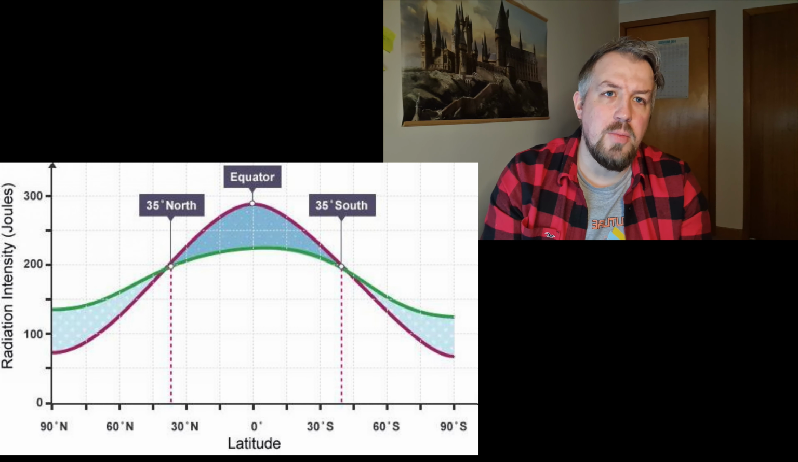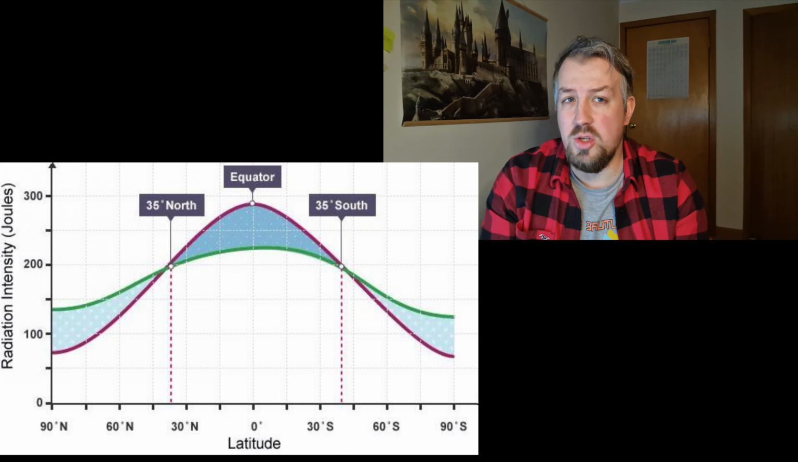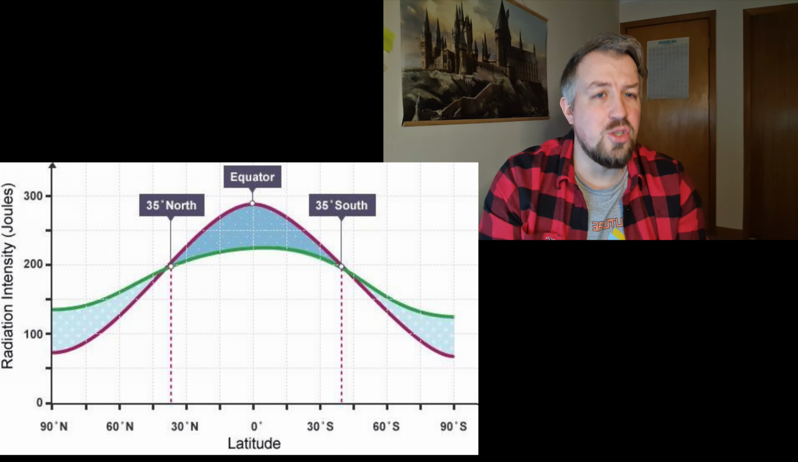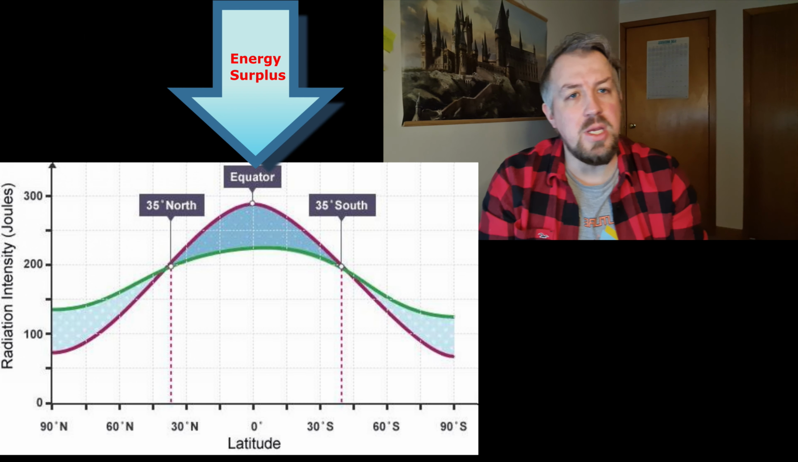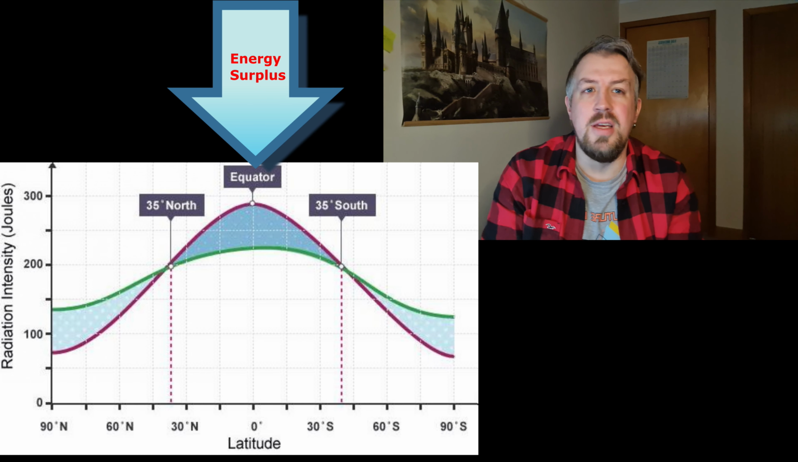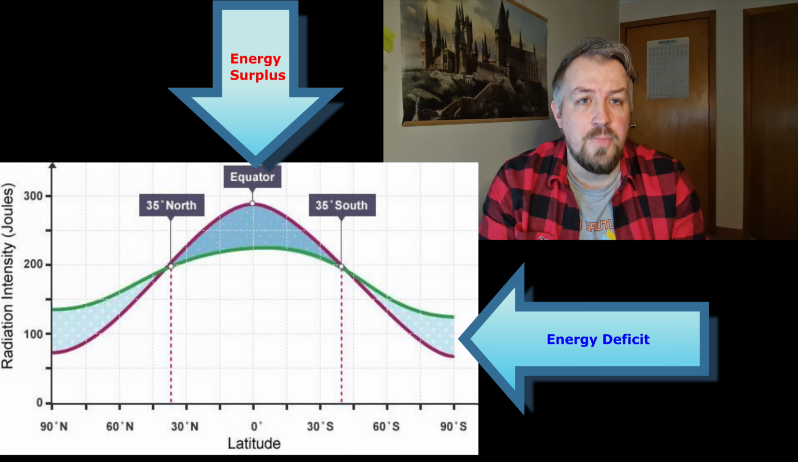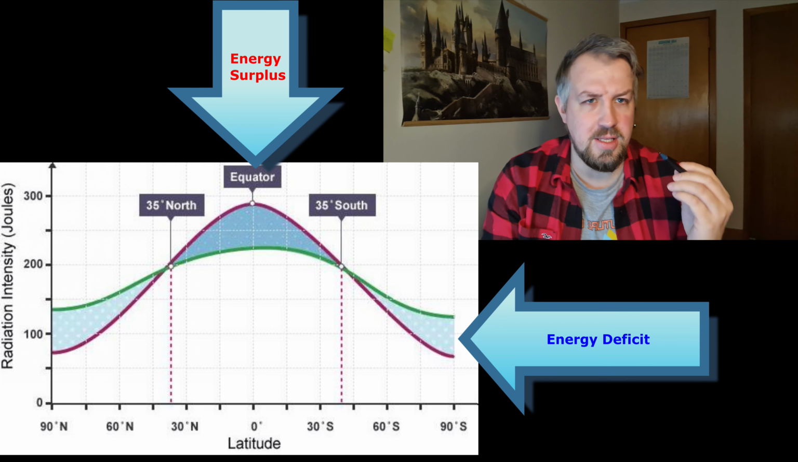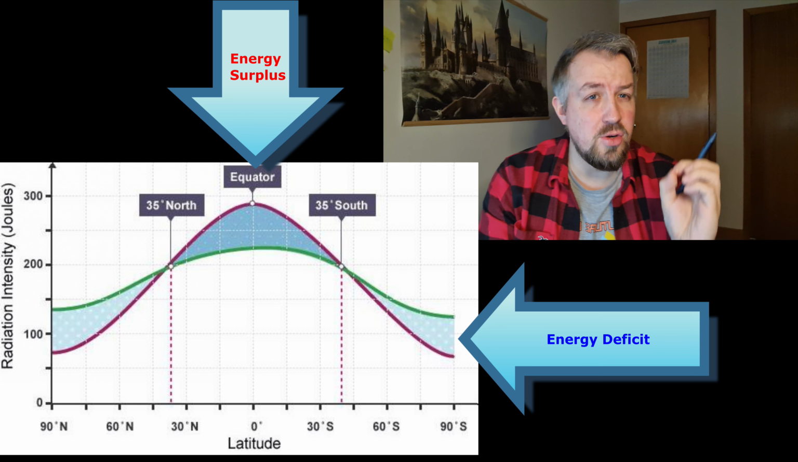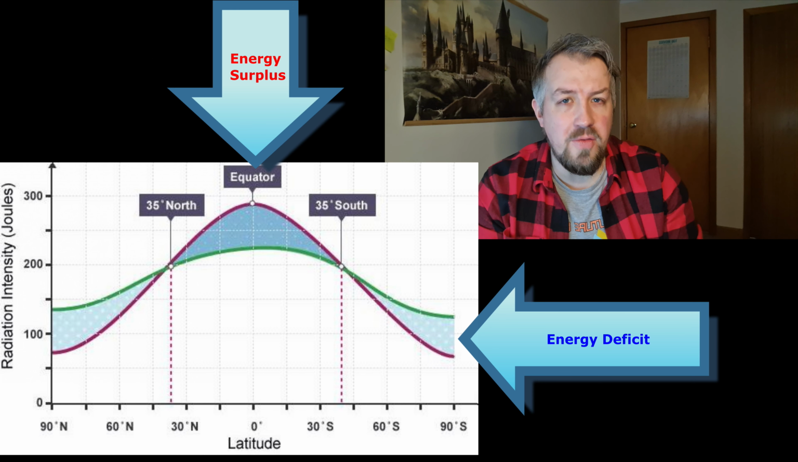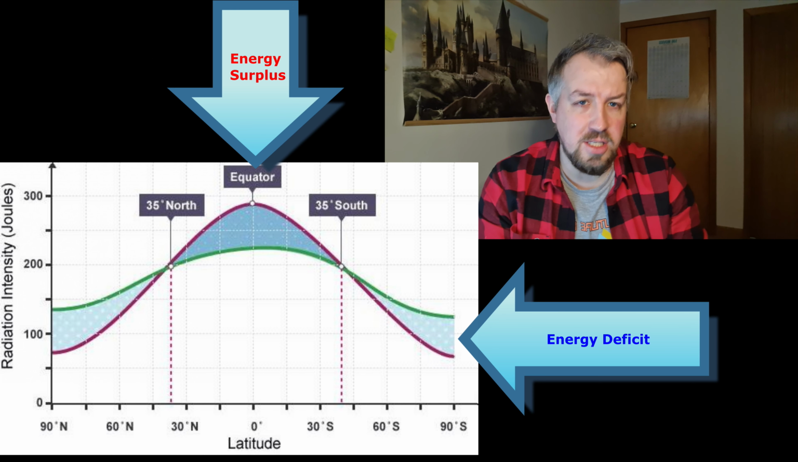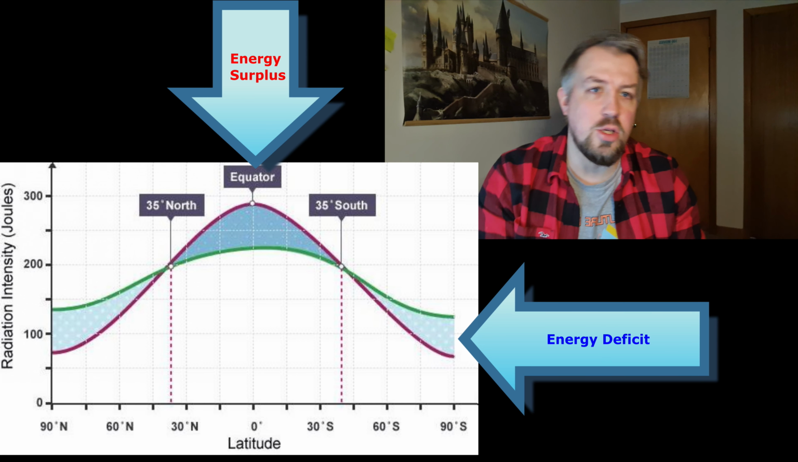So if we look at this first diagram, you will see that between the equator and 35 degrees north and south, there is actually a surplus of energy, and beyond that 35 degrees, there's actually a deficit of energy. So for this section, we're looking at why there is this surplus around the equator and why there's this deficit above 35 degrees north and south. So let's get going.